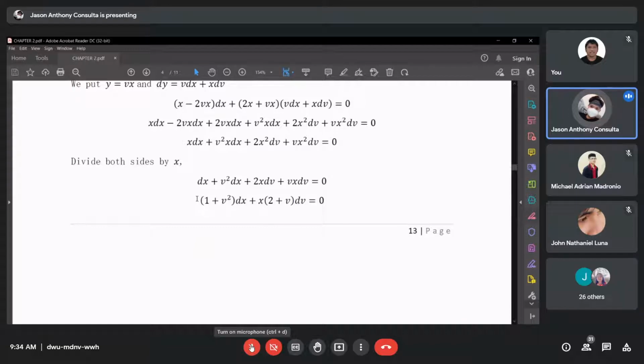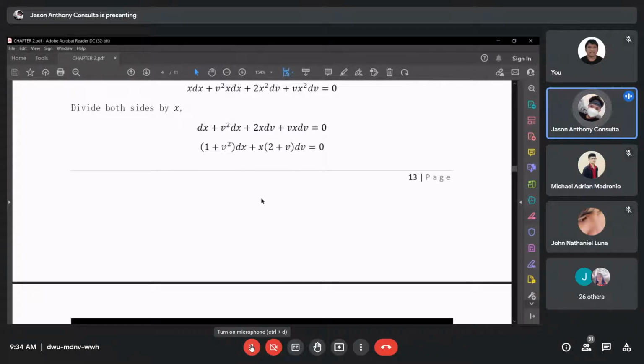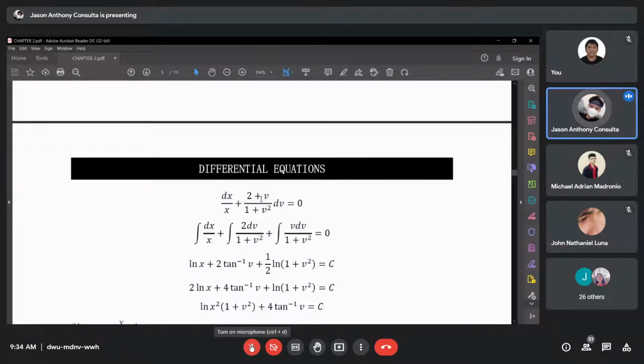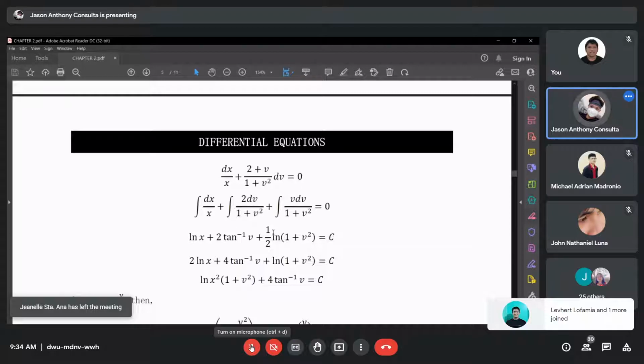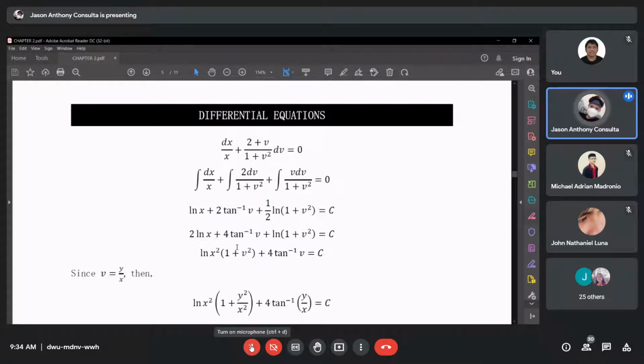Then after simplifying, separate the variables. Separation of variables na. Then after separation of variables, integrate. Okay, dx terms and v dv terms. So after integrating, simplify ulit. Then when you find this one, substitute na yung v. Okay?